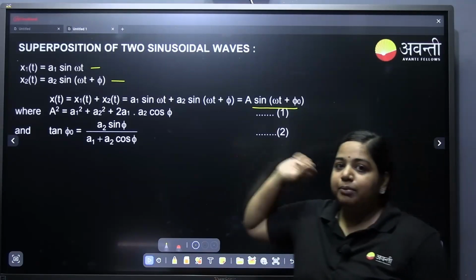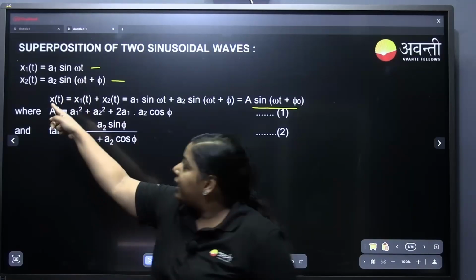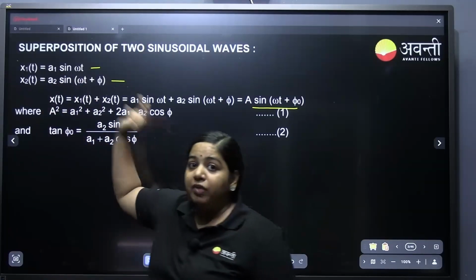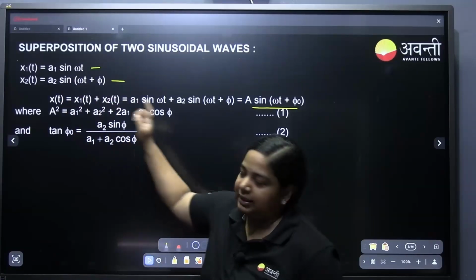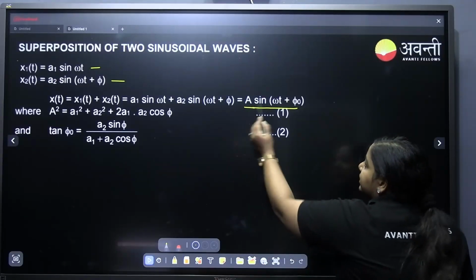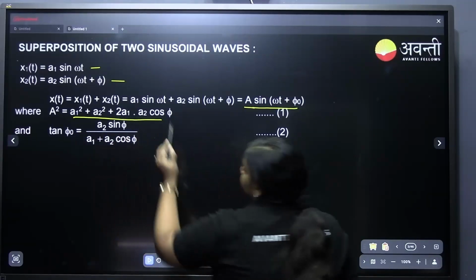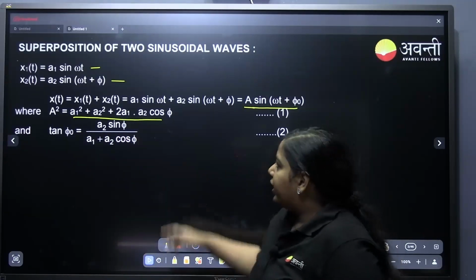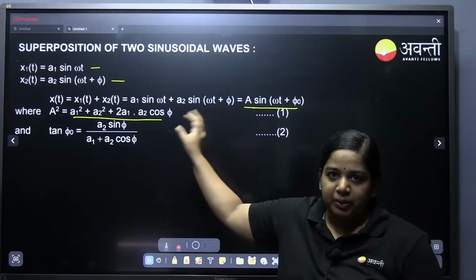naught). What is the point here? Both have the same frequency and the amplitude might be different. A phase difference will be there, but both have the same angular frequency. So that we should keep in mind. Then the resultant wave will have an amplitude equal to the square root of a1 square plus a2 square plus 2 a1 a2 cos phi. Phi is the phase difference between them.